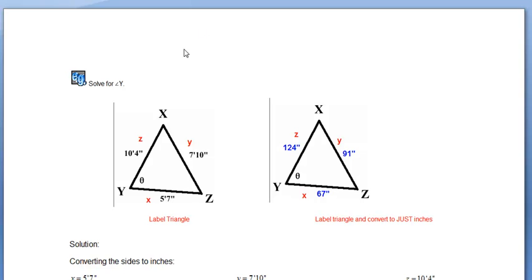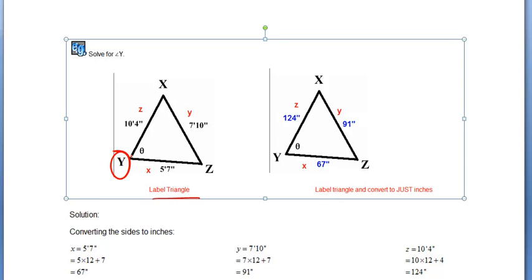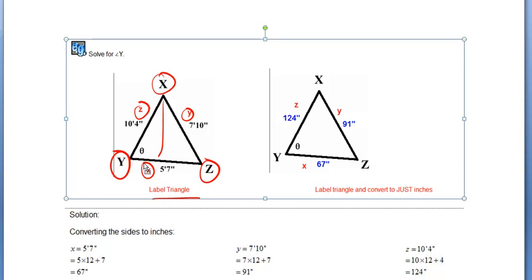Okay, I just want to work through this one, even though it's done on the content page. So first, we're going to label any triangles. Don't forget that the angles are always capital letters, and then the side opposite that angle is going to be its small letter. So if this is capital Z, that must be small z. If that's capital X, then across from it must be little x.